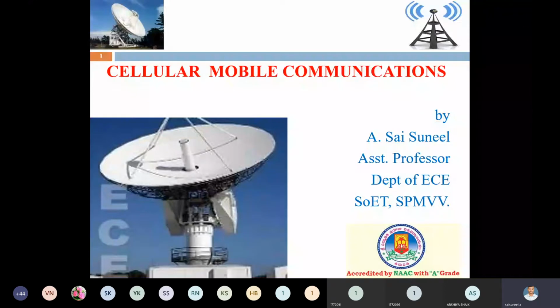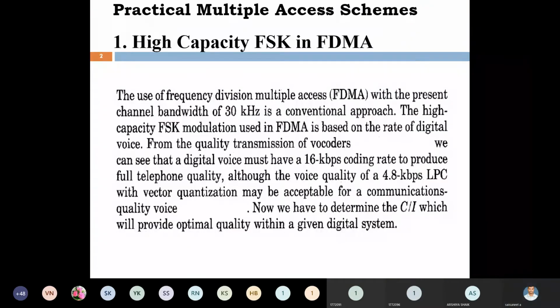Today we discuss the topic of practical multiple access systems, that is, what are the practical methods. In previous classes, we discussed the theoretical part of basic multiple access systems. But today we discuss the practical methods we are using in real time. Today's class covers practical multiple access schemes.